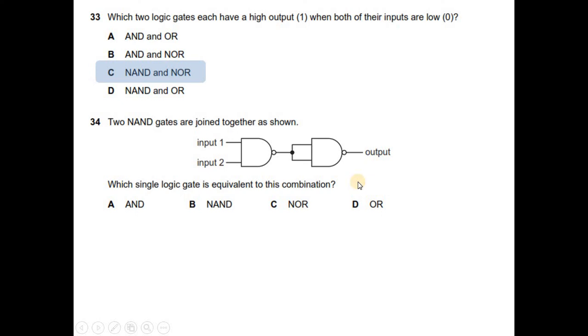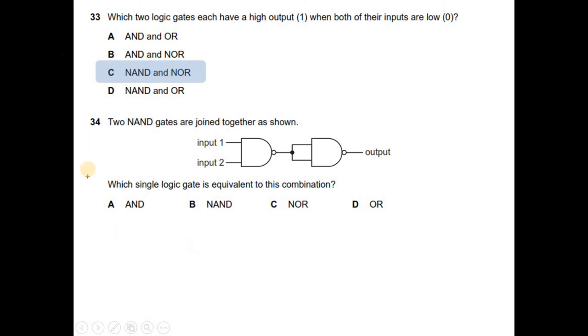34. Two NAND gates are joined together as shown. These are a NAND gate and a NOT. So which single logic gate is equivalent to the combination: AND, NAND, NOR, or OR? One way, which is of course the long way, is to make a truth table for all possible gates, which will definitely take a long time. But if you remember the combinations of NAND gates, you must recall, or if you wish you can try yourself, just try to write the logic gate, and then you have one condition.